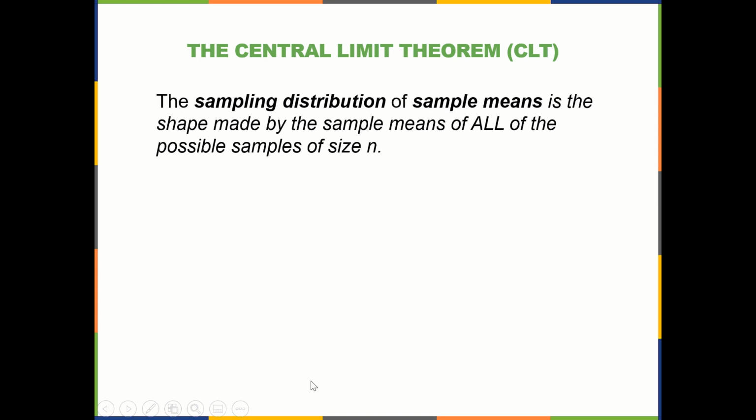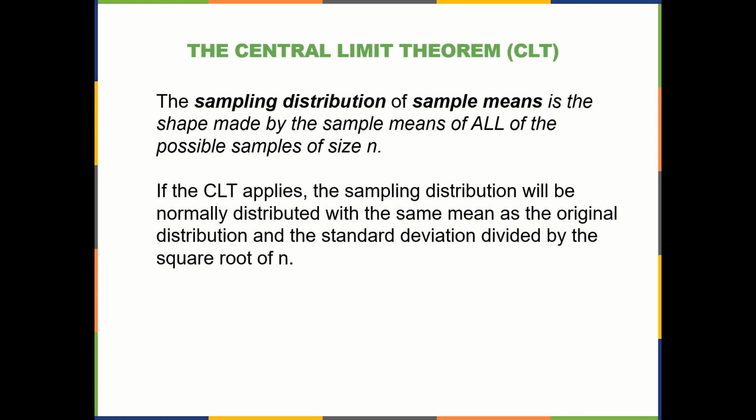So the sampling distribution of sample means is the shape made by the sample means of all of the possible samples of size n. If the central limit theorem applies, the sampling distribution will be normally distributed with the same mean as the original distribution and the standard deviation divided by the square root of n.